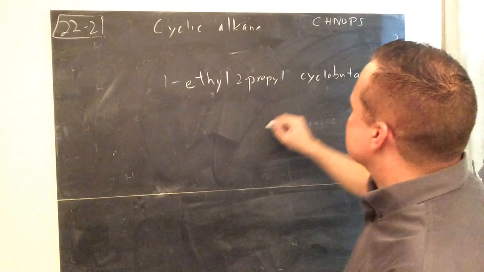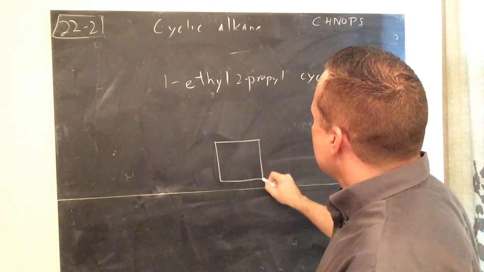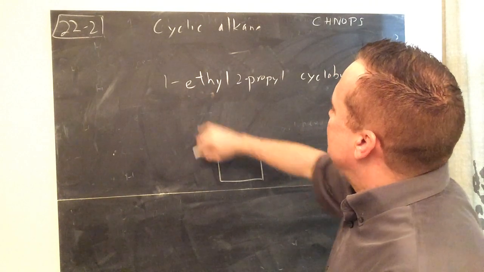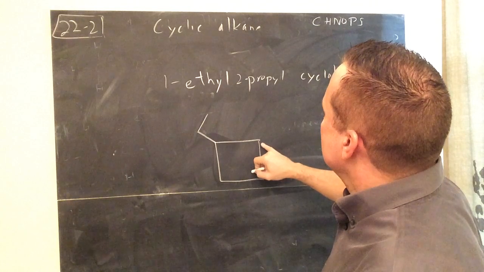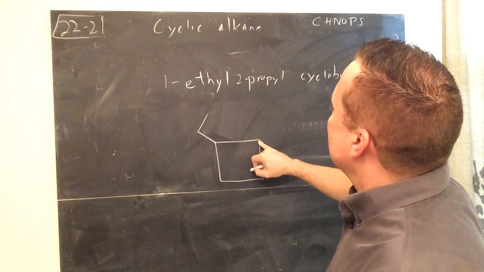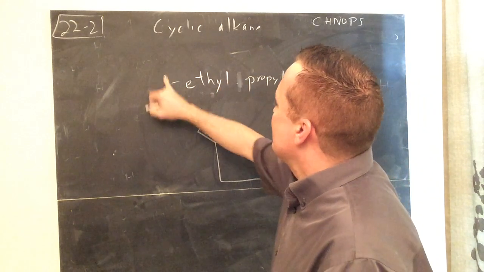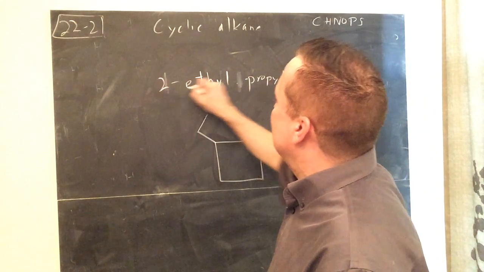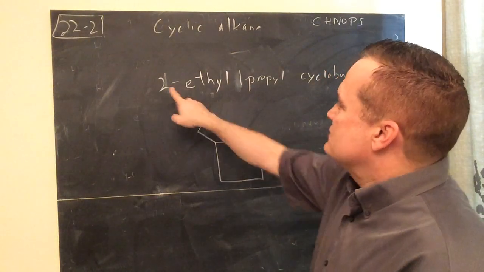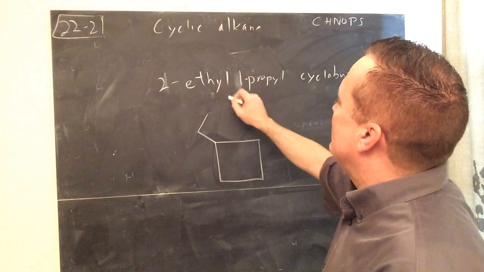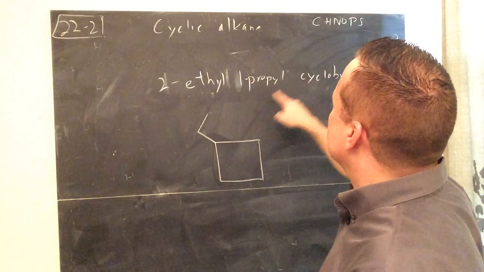So first I'm going to draw cyclobutane. So that's going to be 4. Now, on number 1, I'd put an ethyl, and then on number 2, I'd put a propyl. Oh, I know why. It's 2, 1. Okay, I'll tell you why in a minute, but first, I'll show you this. 2-ethyl, 1-propyl cyclobutane.